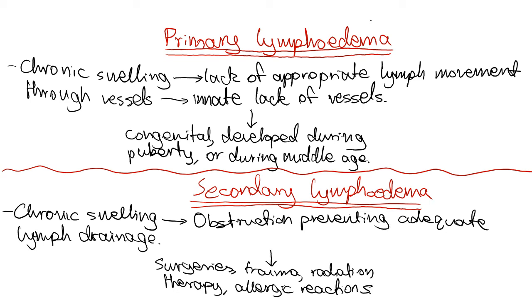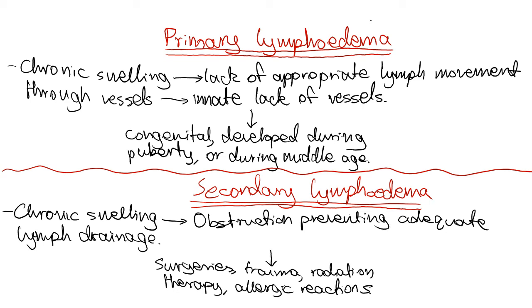So, as you can see, the difference between secondary and primary lymphedema is that primary lymphedema and secondary lymphedema both result in, I should say, chronic swelling. However, primary lymphedema is when there is a lack of appropriate lymph movement through vessels, and that's due to an innate lack of vessels, whilst secondary lymphedema is due to an obstruction, and there's nothing wrong with the actual number of lymph vessels being present. It's just that something is preventing the effective flow of lymph through those vessels.